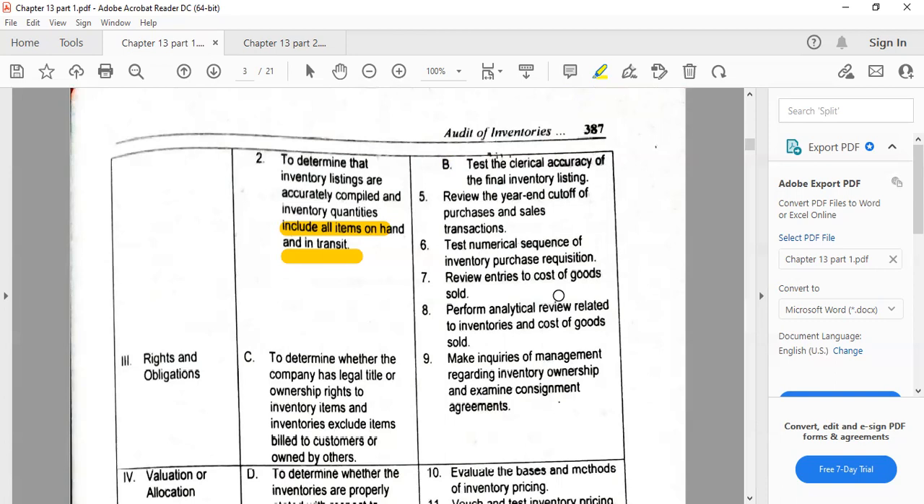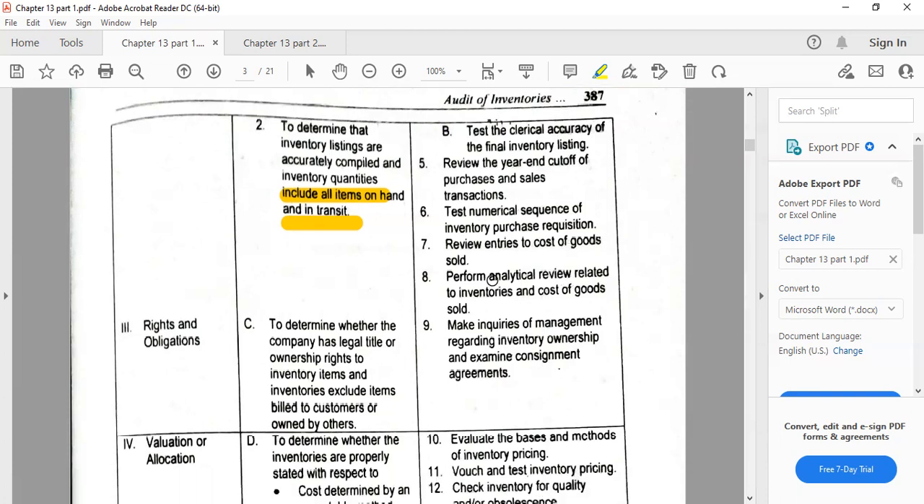We will investigate that. Review entries to cost of goods sold, because again, cost of goods sold is very much connected to the inventory balance. So all entries to cost of goods sold should have a corresponding credit entry to the inventory account. Perform analytical review related to inventories and cost of goods sold. Make inquiries of management regarding inventory ownership and examine consignment agreements.